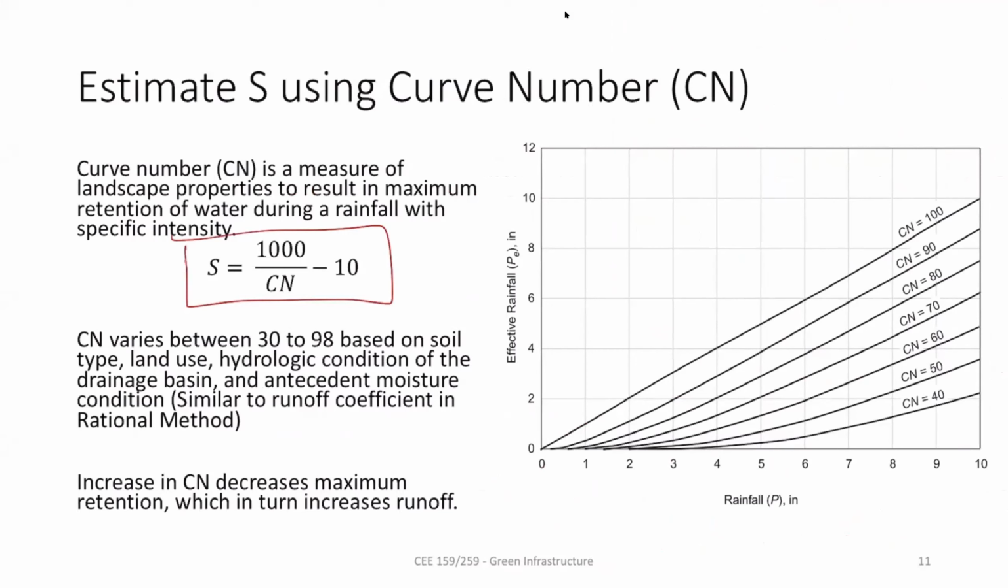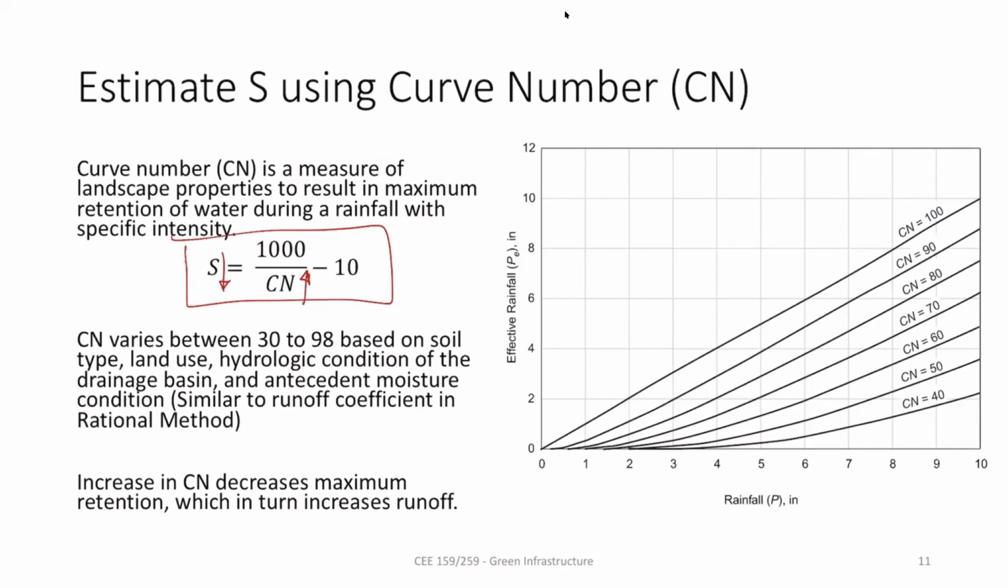So if your curve number increases, your S decreases, which makes sense. Curve number, as I said, is a very similar concept to impervious surface or runoff coefficient. More CN, more runoff. And more runoff means less retention. You don't really have enough capacity to retain the rainwater. And so why is it very different from the rational method?